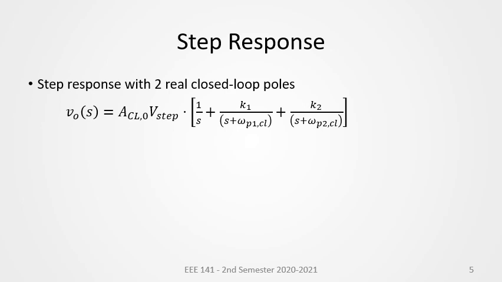If the closed loop poles still lie within the sigma axis or are purely real in the left half plane, then the step response can be shown to follow the written form after partial fraction expansion. Note there is a slight change in notation from P1CL and P2CL to omega P1 and omega P2. Thus, it must be remembered that omega P1 and omega P2 pertain to the poles at closed loop.